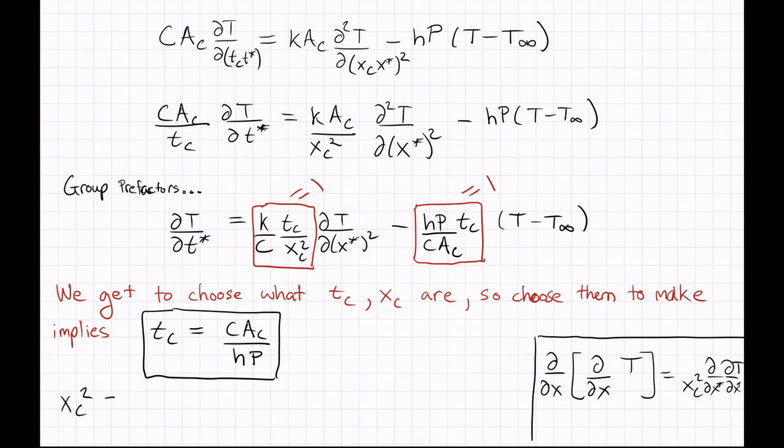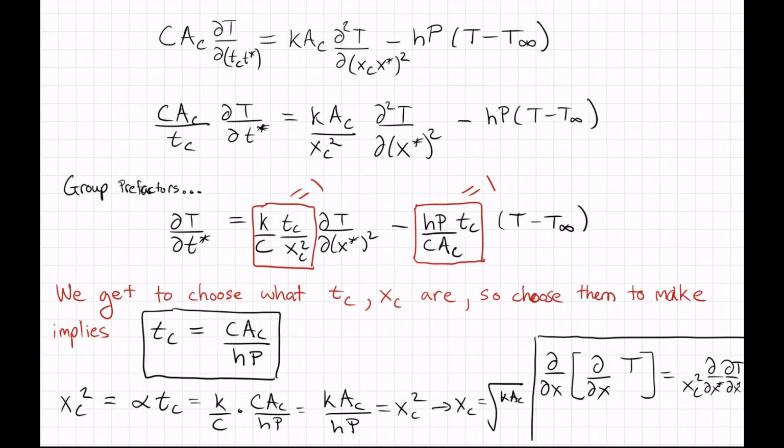And then if I look at the first term, it involves xc squared. So in order to make the first prefactor 1, I would have to set xc squared equal to k over c times the characteristic time scale, which we know from the above box. And that tells us that the characteristic length scale is square root of k times A over h times P.